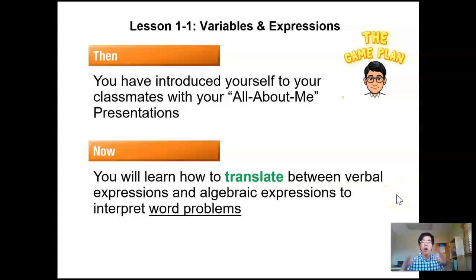Alrighty, ladies and gentlemen, welcome to your first Algebra 1 lesson for today. We have 1-1 looking at variables and expressions.